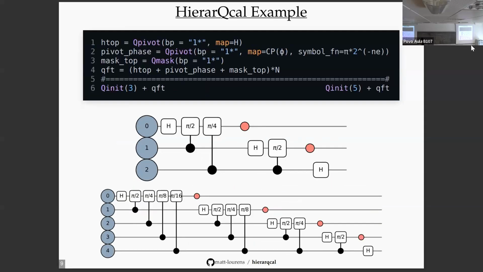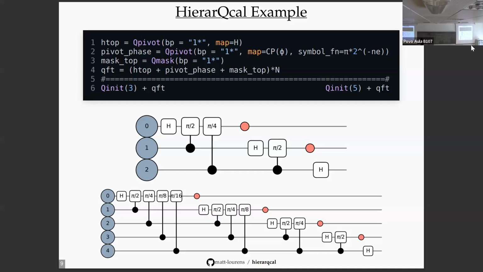Maybe a better example is if you were to implement the quantum Fourier transform in this language. You would do something like this. I'm going to go through this line by line. The first line says place a gate on top of the circuit. The second line says pivot a phase gate towards the top of the circuit with some functional relationship on the atoms. The third line says hide the top input from the rest of the circuit. And the fourth line says repeat this n times. Now this gives you the general n-qubit implementation of the quantum Fourier transform.